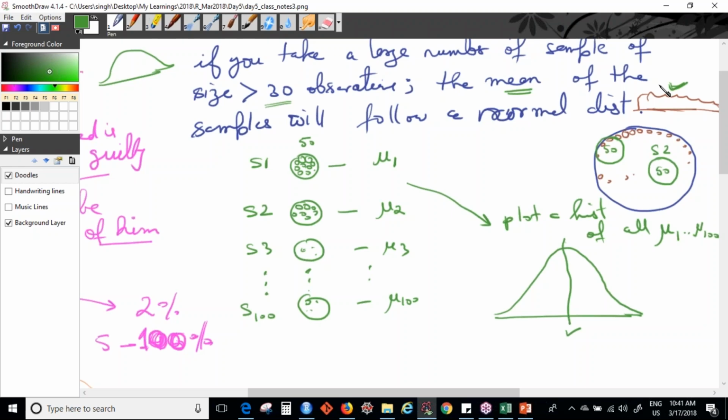Now how do we get this? That is the theorem part. I will not go into the proof of the theorem, or even I don't know how it is derived, but I will definitely show you the proof of this in R. In R, I will create a random population, then take many samples from it, and finally draw a histogram, and you will see that it looks like a normal distribution. So I will prove this in R, but not in the theoretical way.